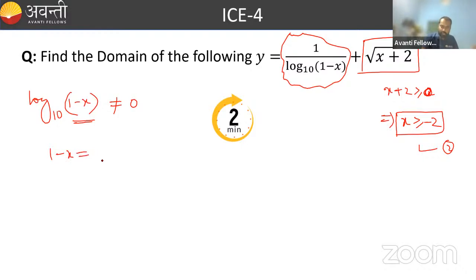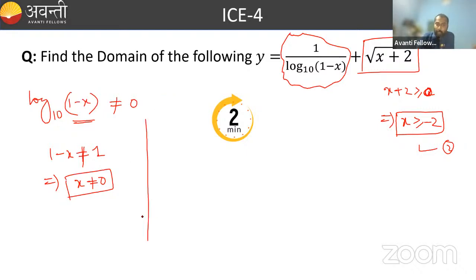We know, yes, just wait. Okay, if 1 minus x becomes 1, then the log becomes 0. Log 1 is always 0. So for this function to be defined, 1 minus x must not be equal to 1, right? So x must not be equal to 0. So another condition we got, x not equal to 0. Very good, JNB Gandhinagar. है ना? Another condition, another case we got here, that is x is not equal to 0.